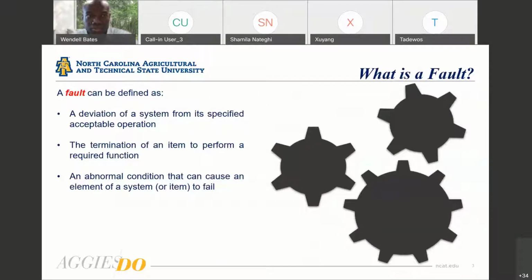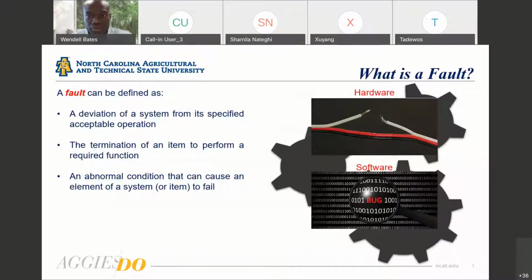And so a fault can be defined as anything from a deviation of a system from a specified acceptable operation or an abnormal condition that can cause an element of the system to fail. And so they're usually separated into two different categories, hardware and software, where a hardware fault could be a loose or broken wire, and a software fault could be a coding bug.